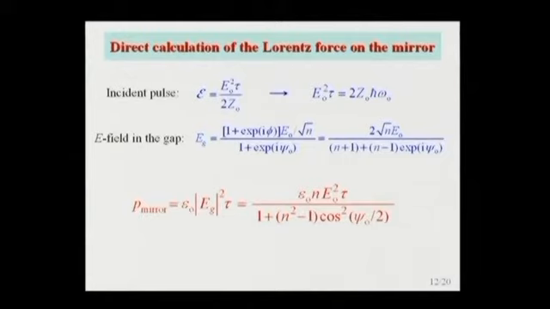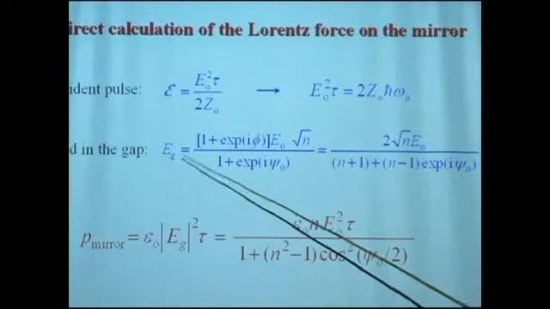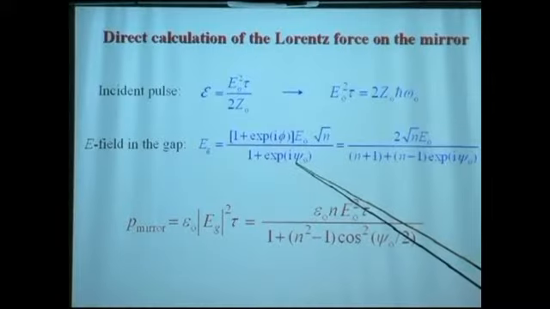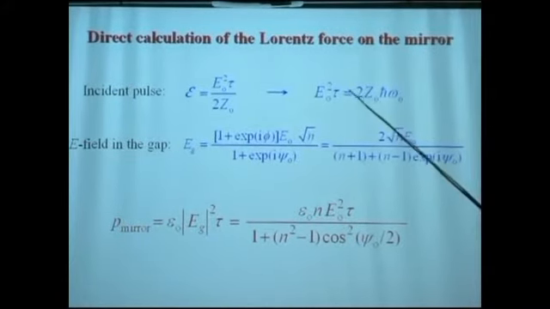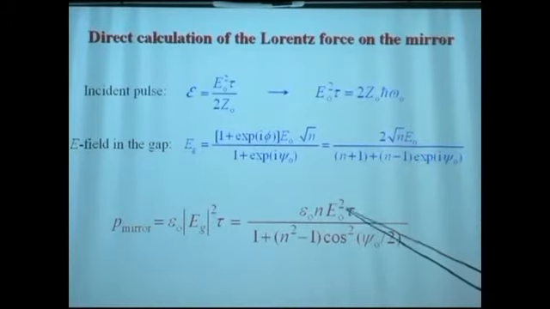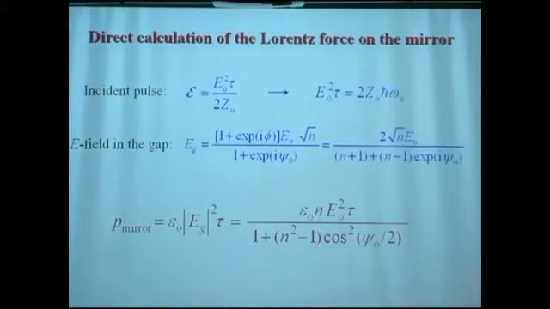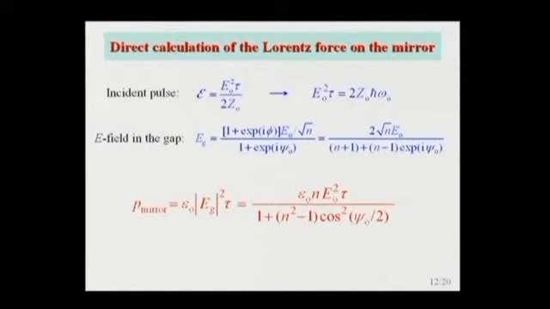And then you can use the standard electromagnetic calculations to find the electric field in the gap. G stands for the gap. The E field in the gap is given by this formula, which is related to the phase of the light reflected from the glass, the phase of the mirror. When you put this value for the electric field in this equation, the mirror momentum is exactly the one that I got from the Doppler shift. So whether I use the Lorentz formula or the Doppler shift, I get exactly the same answer.